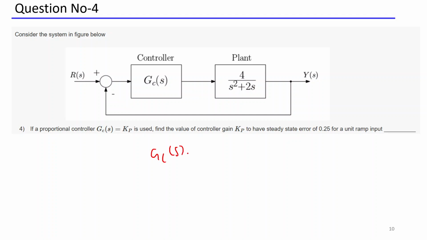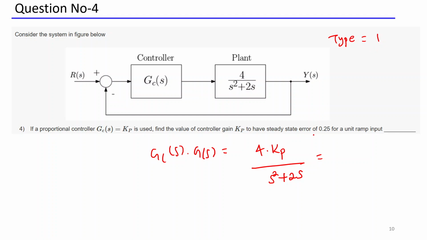Now GCS into G of S, I am writing, otherwise I can directly solve here in my mind. So 4 into Kp, divided by S square plus 2S. This is my total open loop transfer function. Now in the open loop transfer function, what is the type of the system? Can anybody tell me? What is the type of the system? One. Clearly you can see that one pole exists at origin, so type is 1.